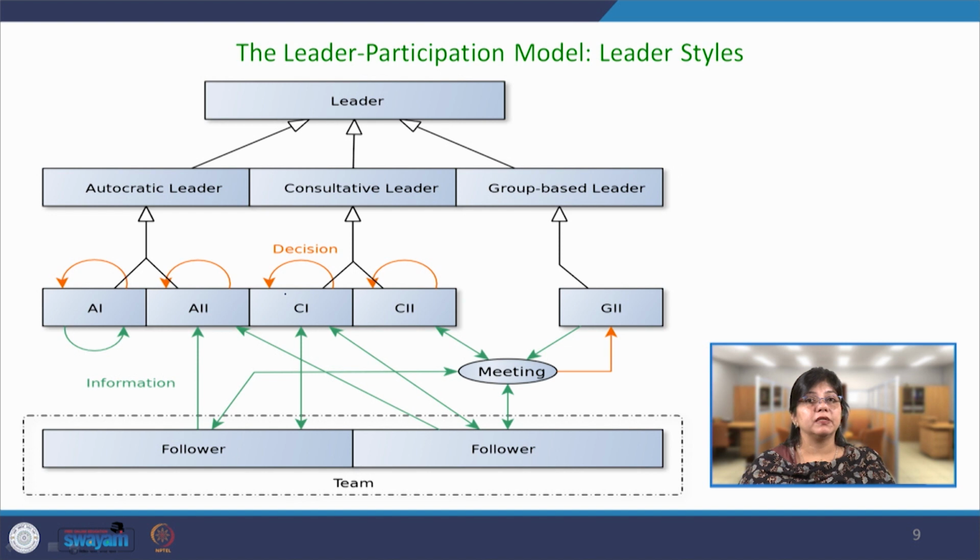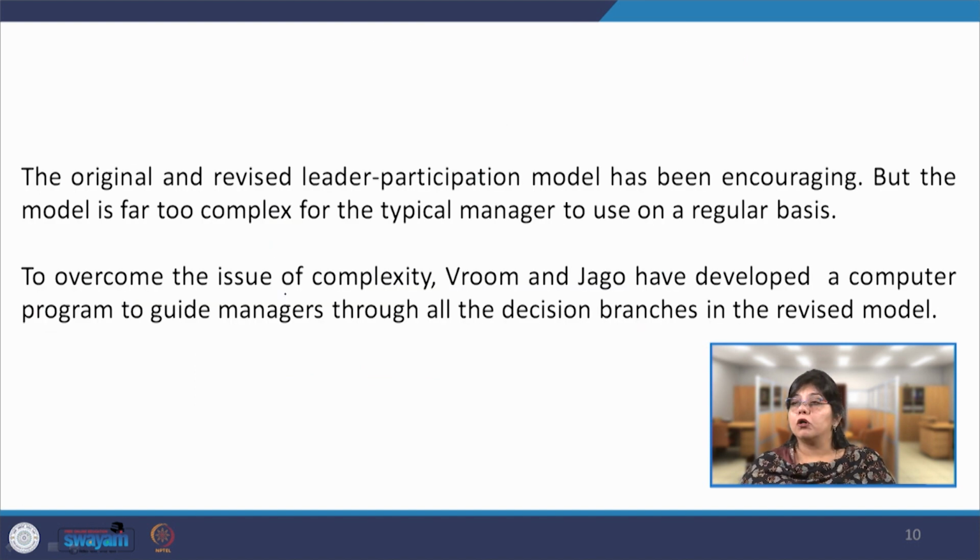To avoid this complexity, they developed a computer program to guide managers through all the decision branches in the revised model, feeding all the information into the program and then deciding which leadership style is more appropriate based on the subordinates' participation. So, here we can say that the most significant aspect of this theory is that even the role of technology has played a significant part in identifying the leadership style to be adopted by the leader in order to handle any situation, right.